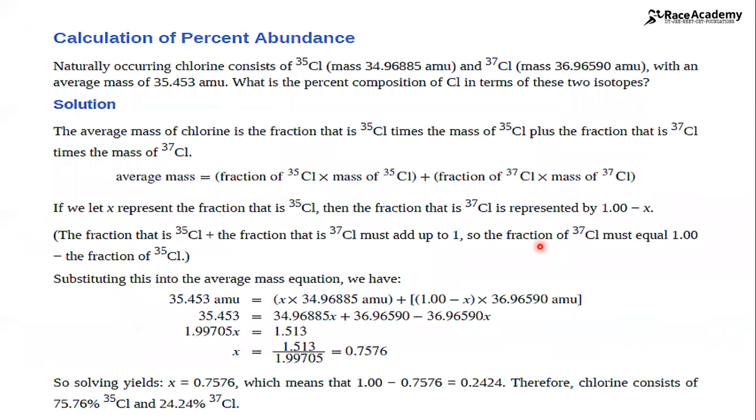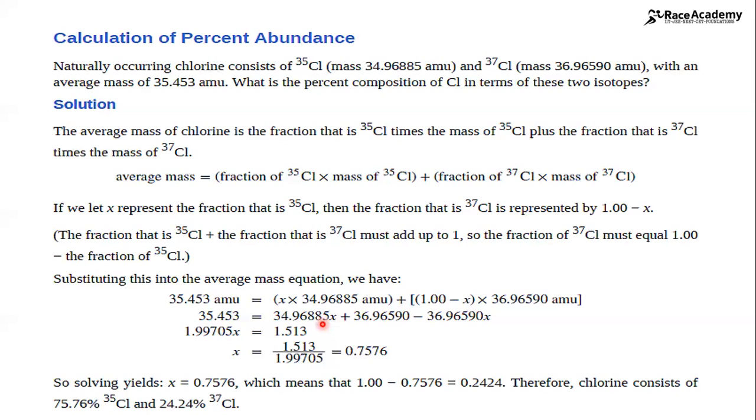Let us move to the calculation of percentage abundance. For example, naturally occurring chlorine consists of chlorine-35, whose mass is given as 34.96854 AMU. That value is divided by 100 and multiplied by 35, like that it will come. But with an average atomic mass of 35.45, which they have already given, they are asking for the percentage composition of chlorine in terms of the two isotopes. So for the percentage abundance in this question, we take chlorine-35 as X, and that of chlorine-37 is 100 minus X, or 1 minus X. We substitute that in the expression.